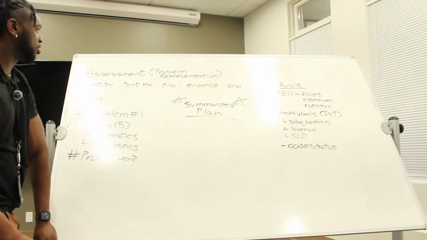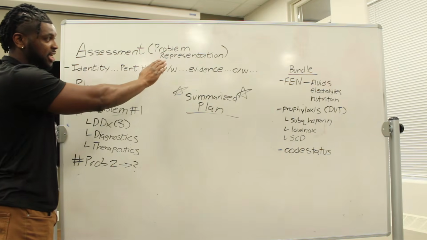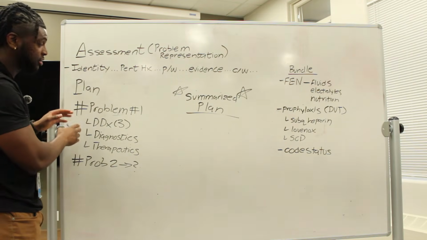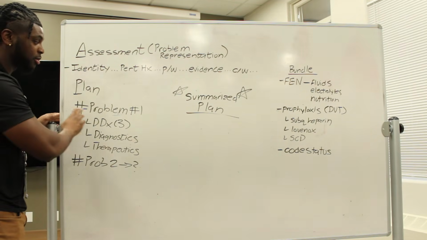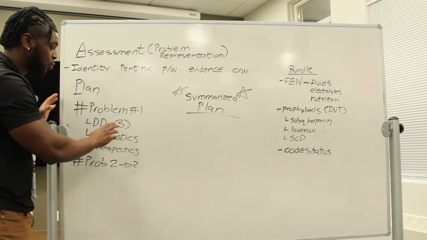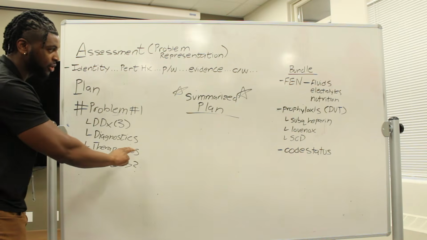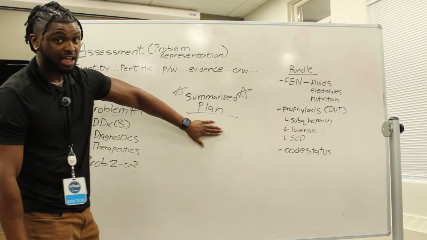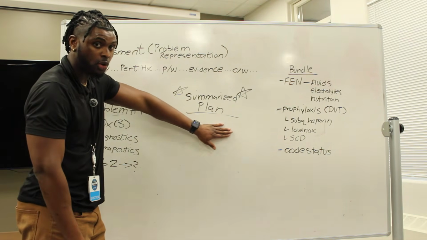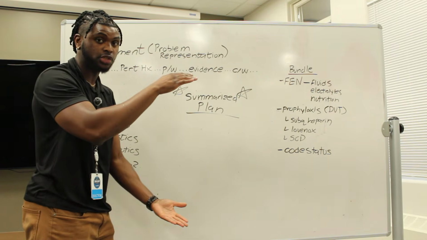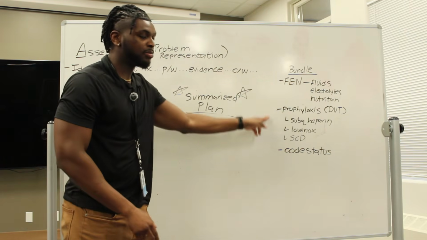Then for the assessment and plan, give it a problem representation. Do your plan, give your differentials. For your plan, make sure that you give your problem the 3 differentials, what your evidence is to say that. Give your diagnostics and your therapeutic plan for every single problem you have. At the end, make sure you summarize your whole plan for the patient, so you have a list of to-dos to know what to follow up on, and then give your bundle at the end.